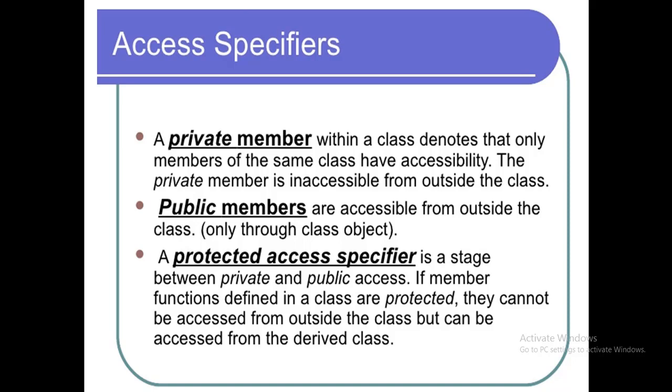While the third type is the protected access specifier. Protected access specifier is a middle stage between the private and public access. If member functions defined in a class are protected, they cannot be accessed from outside the class, but can be accessed from the derived classes. Derived classes and base classes are concepts of inheritance, we will discuss them in the coming lectures soon, inshallah.